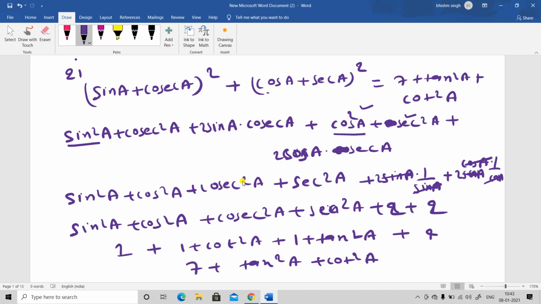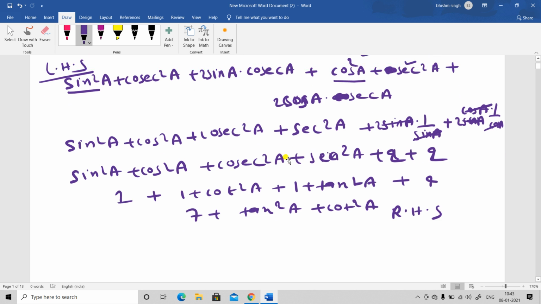So we are getting the RHS. We started from the LHS. So this is the solution of question number 21. Question number 21 we have done here. Now come to question number 22.